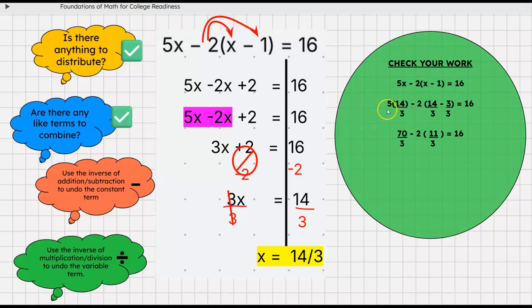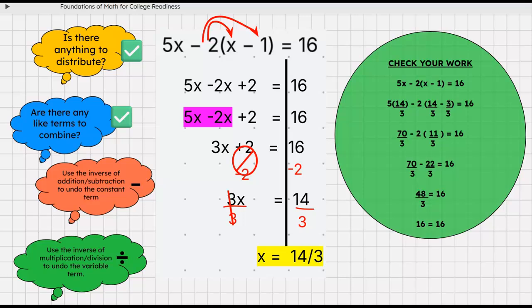And remember, with multiplying, go straight across. So 5 times 14 is 70. 70 over 3 minus 2. And remember, we can do 14 over 3 minus 3 over 3, which is 11 over 3. So we're going to end up with 70 over 3 minus 22 over 3, all equal to 16. So 70 minus 22 is 48 over 3. And guys, 48 divided by 3 is actually 16. So 16 equals 16, and we are correct.